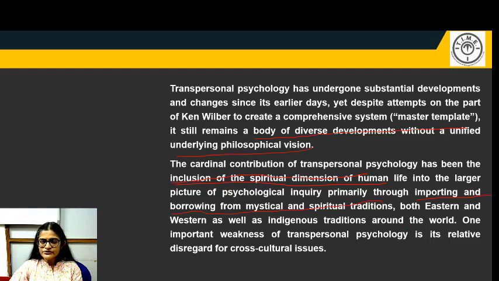One important weakness of transpersonal psychology is its relative disregard for cross-cultural issues. So one weakness here was that it still is very different in different parts of the world, and the other one is its disregard for cross-cultural issues. That is, when Eastern spirituality is absorbed into Western psychology, there can be cultural issues, and that is not addressed by this school. Okay, so we spoke of the 4 different forces in the development of Western psychology, right? Each force I'm sure you remember. So let us look at the questions.